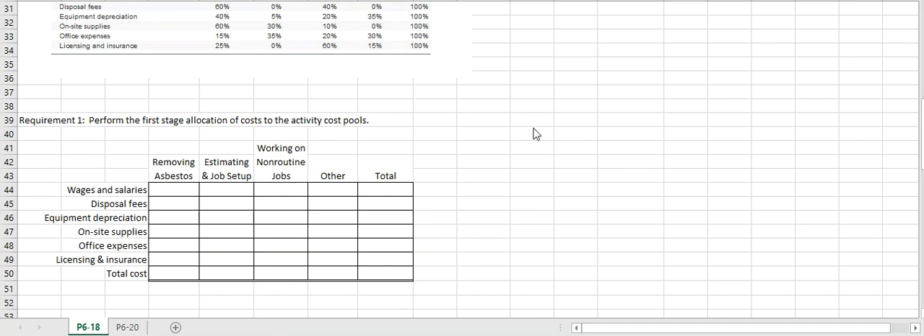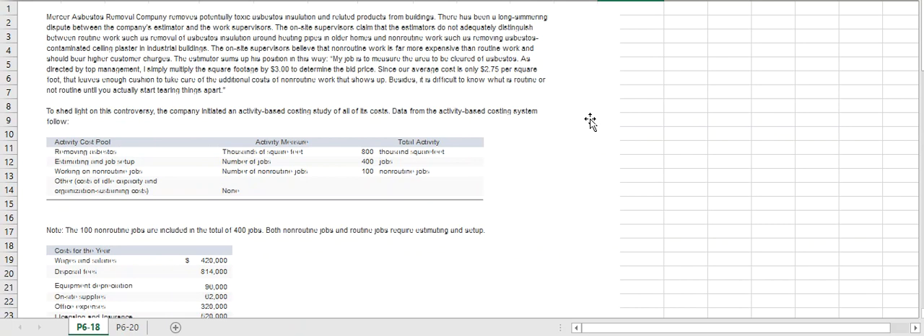Hi class, in this video we're going to look at an example from chapter 6. This example is based on P6-18, so it's very similar to the one that you'll have for homework. So let's look at the instructions on this one.